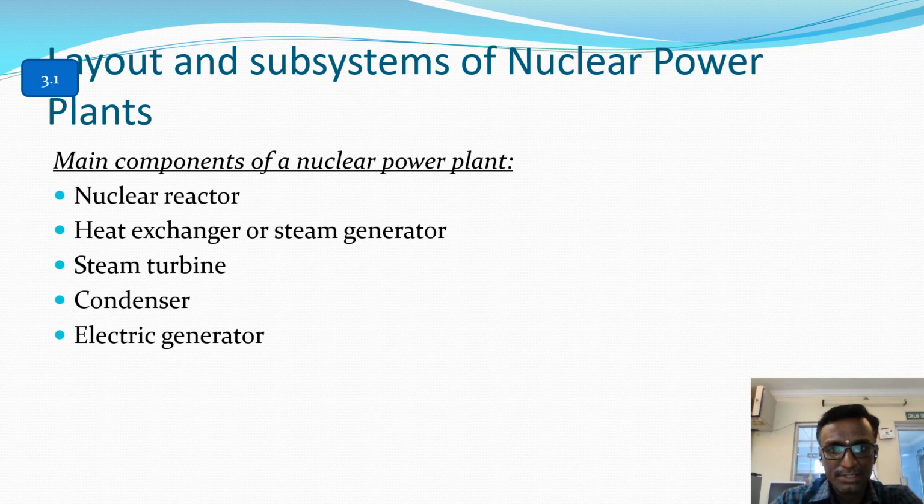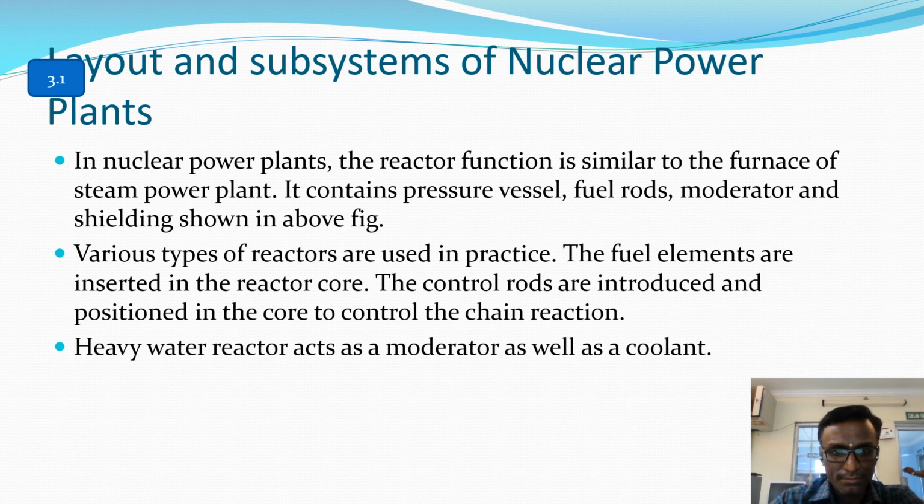So the layout and the subsystems of the nuclear power plants: we are starting with the main components, that is nuclear reactor, heat exchanger, steam turbine, condenser, and electric generator. So in the nuclear power plants, the reactor function is very similar to the furnace of the steam power plant. So it contains the pressure vessel, fuel rods, moderator, and shielding. So basically, whatever nuclear power plant you take, you have the pressure vessel, rods, moderator, and shielding.